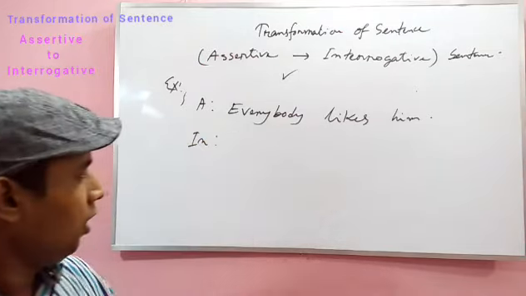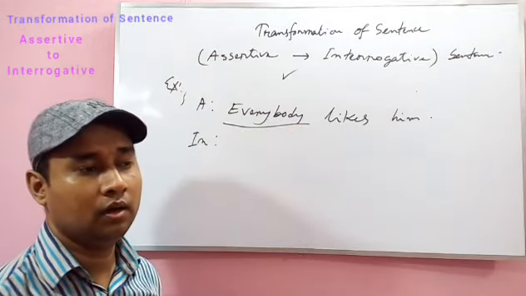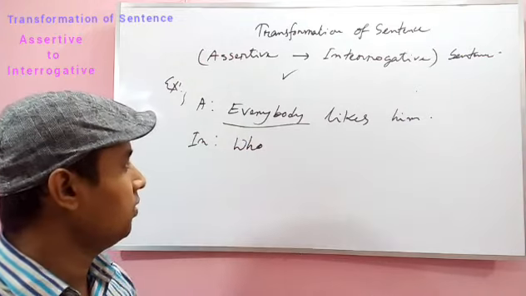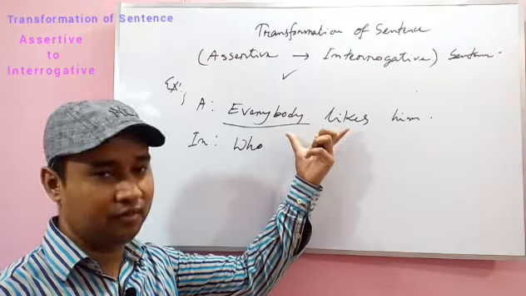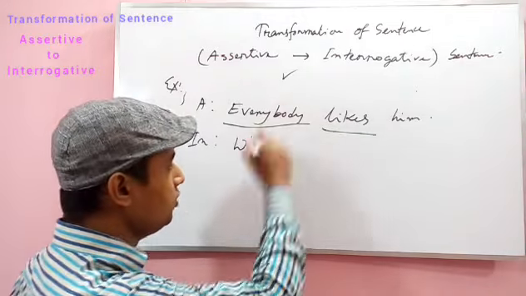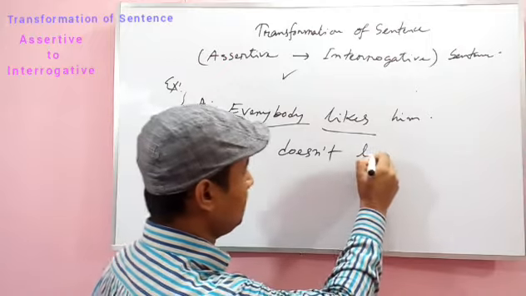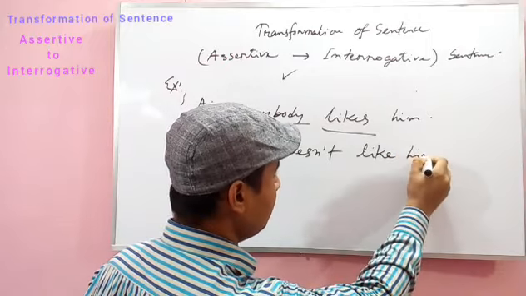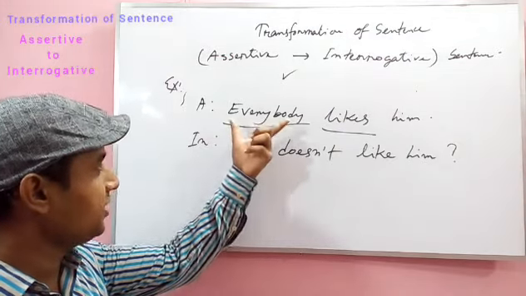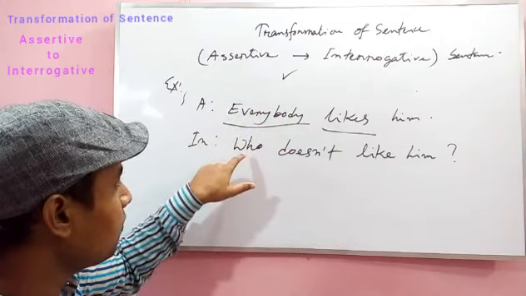So at first, when you find everybody or everyone, you should give who at first. This is an affirmative form, so you should give negative form. There is no auxiliary, so you should give doesn't. Who doesn't like him? Please notice that when you find everybody or everyone, then you should give who.